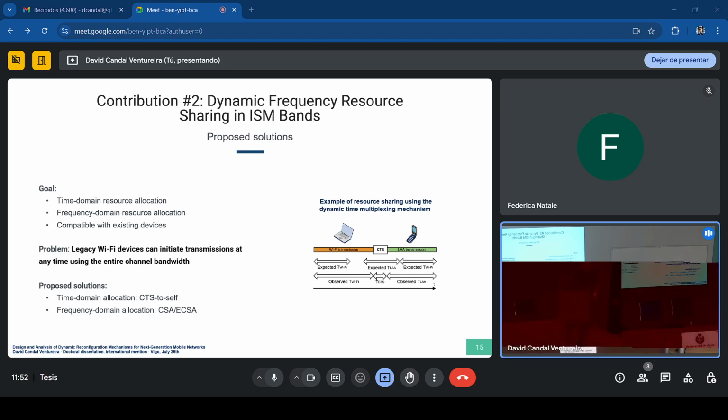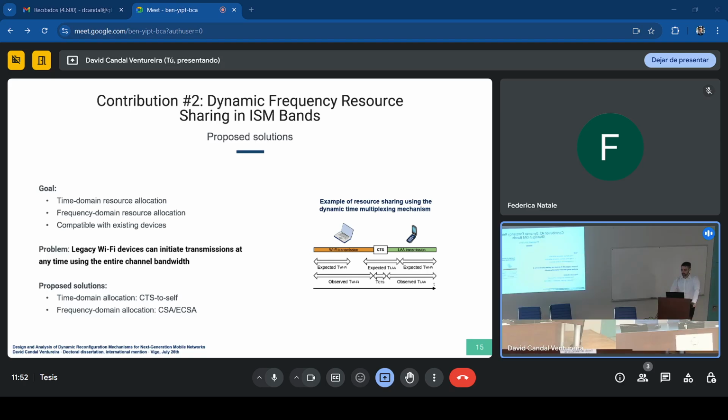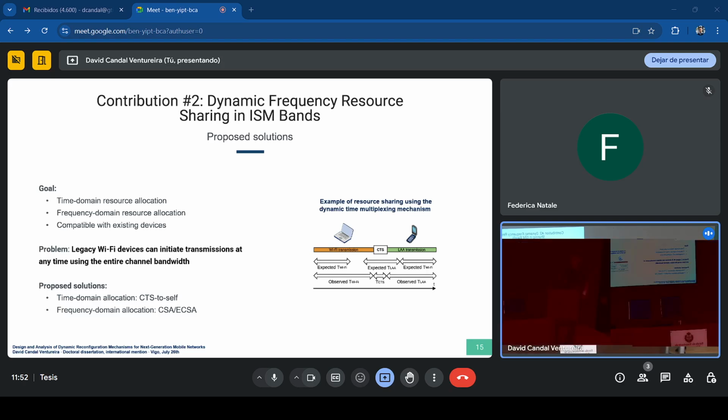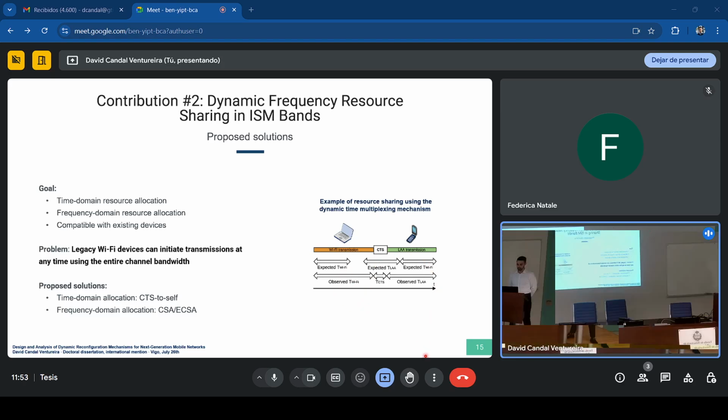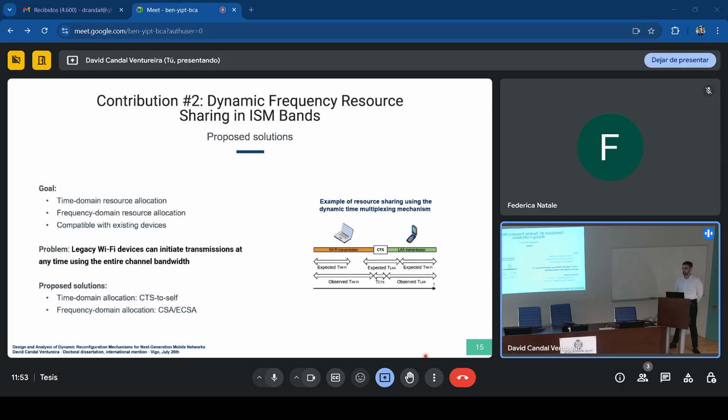On the one hand, CTS-to-self is a mechanism that is used to inform every Wi-Fi device about an upcoming transmission and its duration. It can be used to make Wi-Fi devices defer for a predefined time, and then we can use the whole channel to perform mobile transmissions. That is, with this mechanism, we can multiplex in the time domain Wi-Fi and mobile transmissions, with both technologies exploiting the whole bandwidth of the channel.